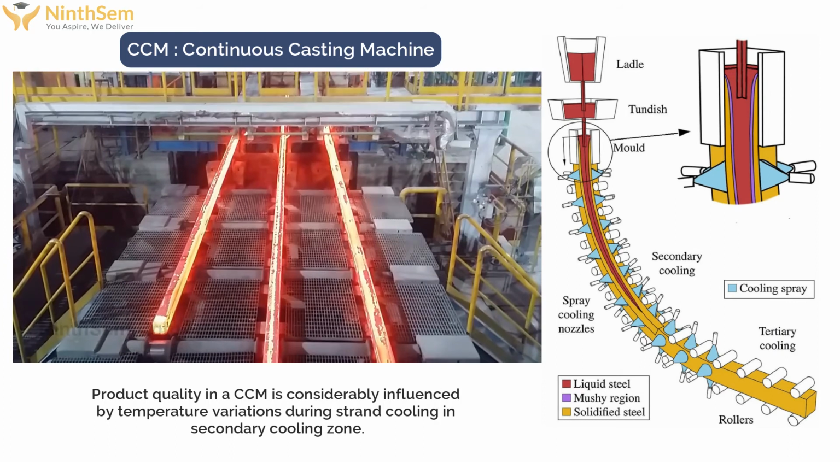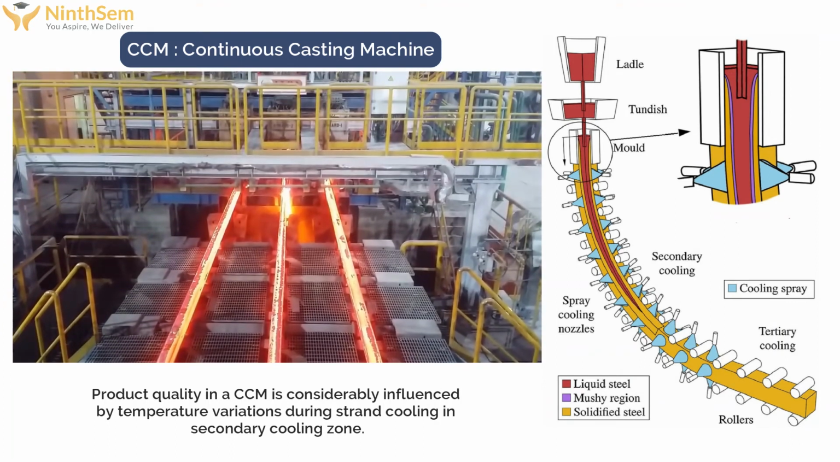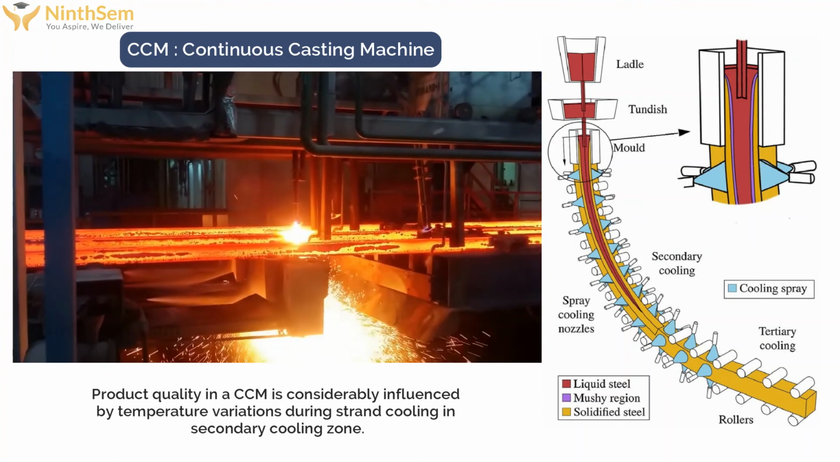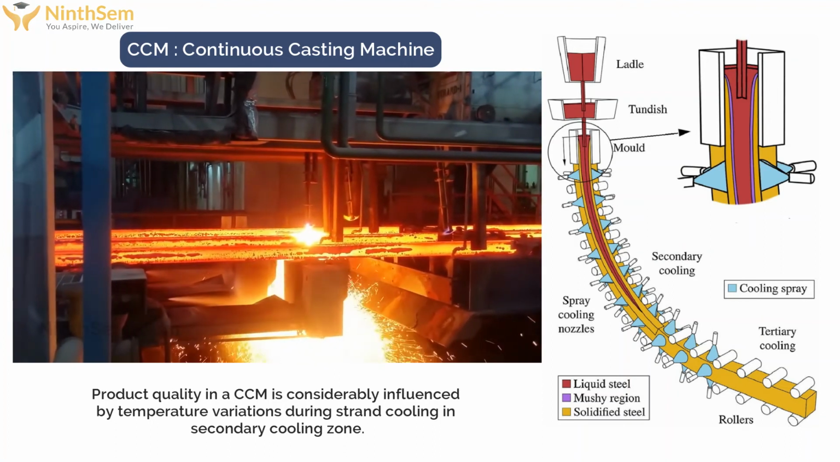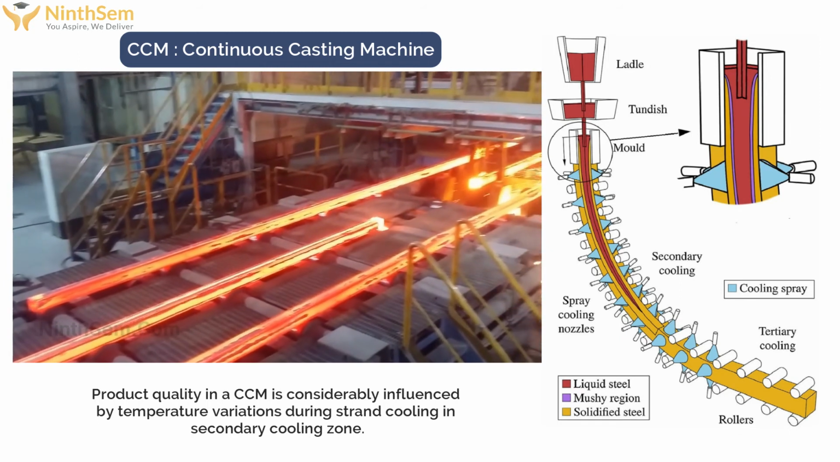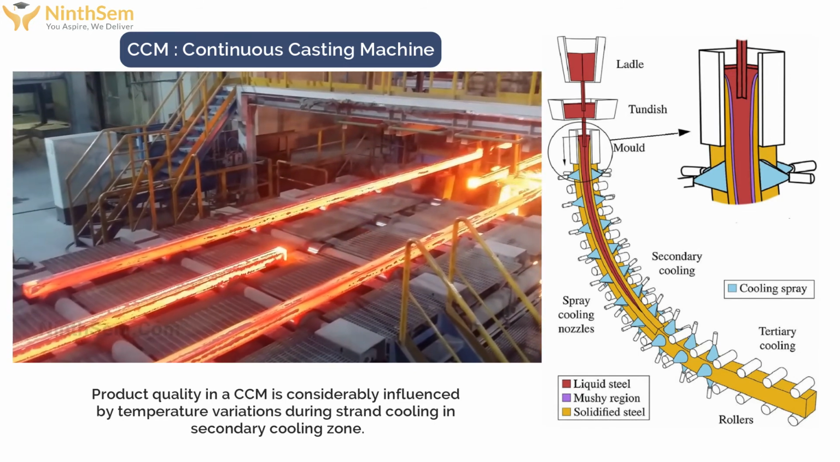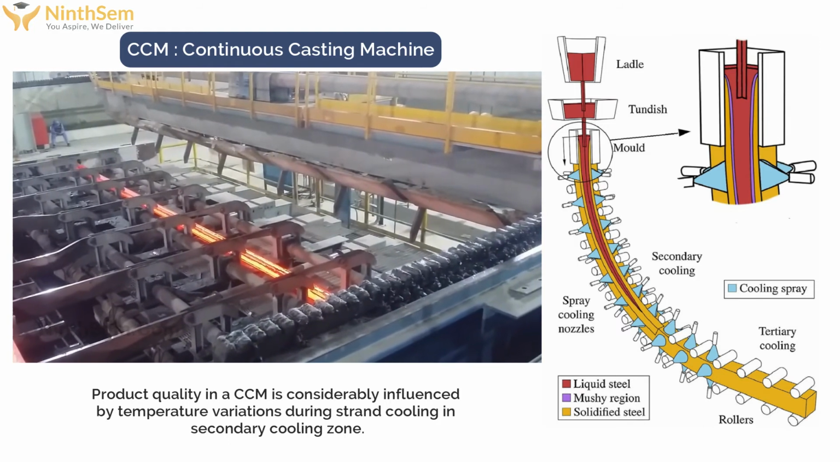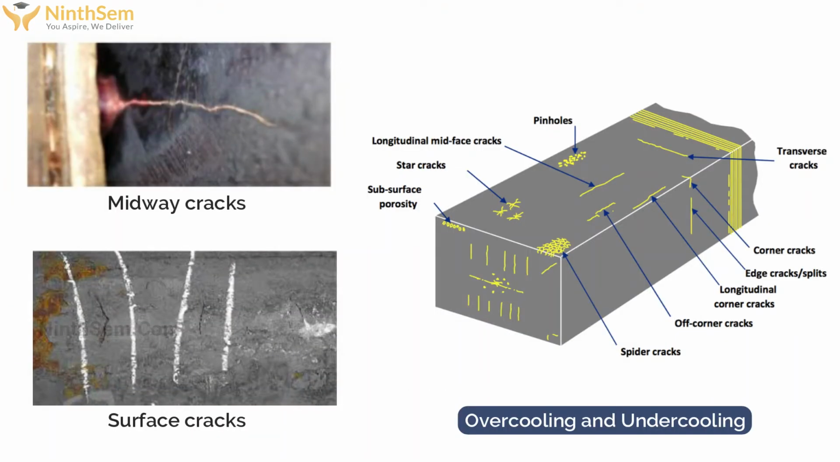Product quality in a CCM is considerably influenced by temperature variation during strand cooling in the secondary cooling zone. Hence, the secondary cooling zone has a very important function for the maintenance of correct temperature parameters and is crucial to the quality of the cast steel product. Overcooling and undercooling also lead to midway cracks and surface cracks respectively.